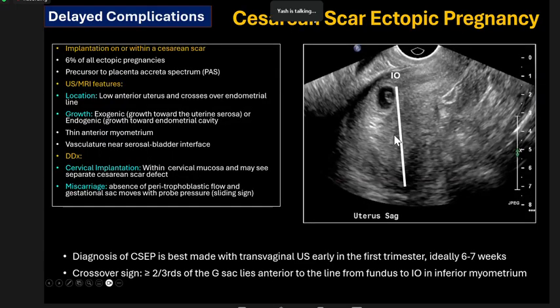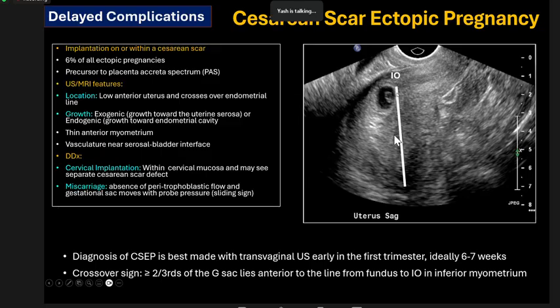Next is scar ectopic. Before we even get into what it looks like and what the imaging features are, the most important thing I want to talk about here is that recently, in 2022, the nomenclature was changed from CSP, which stands for cesarean scar pregnancy, to CSEP, which is cesarean scar ectopic pregnancy. So that's the preferred term now.